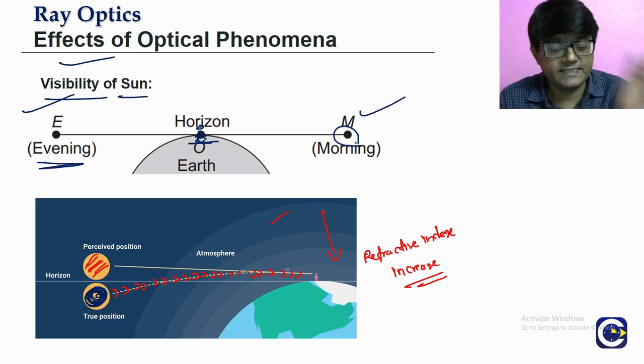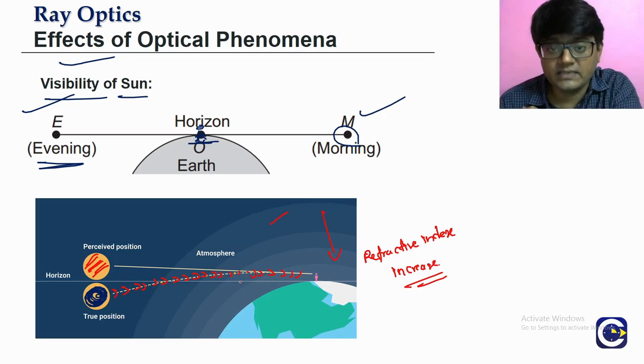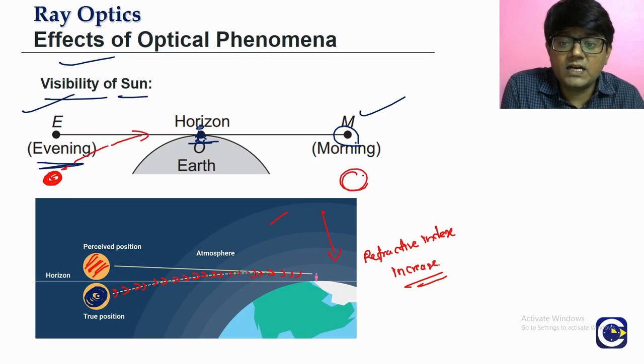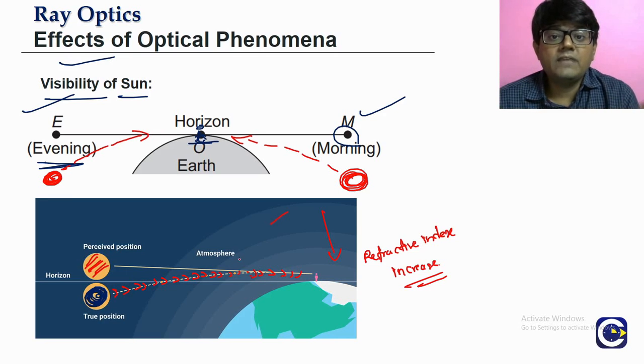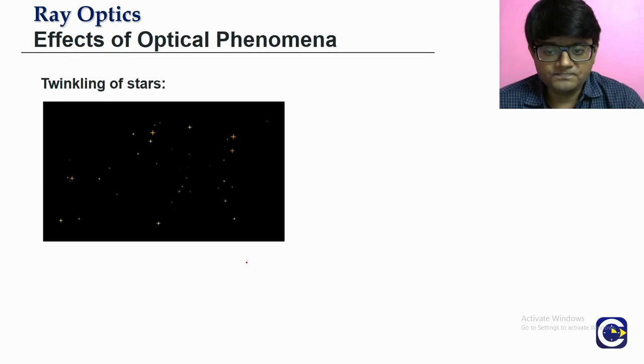This will happen on both sides. It means we will be able to see the sun even before it has reached the horizon. We will be able to see the sun even if it has already crossed the horizon. That is the reason why the visibility of the sun will be there even before the sun has reached the horizon point, and it will continue even after the sun has crossed the horizon point. So this is also because of the refraction through the layers of the atmosphere.